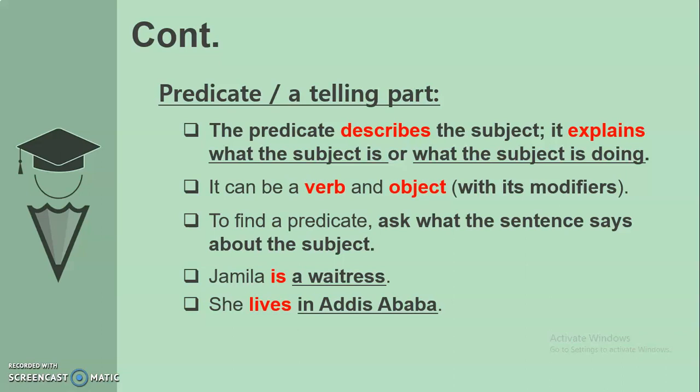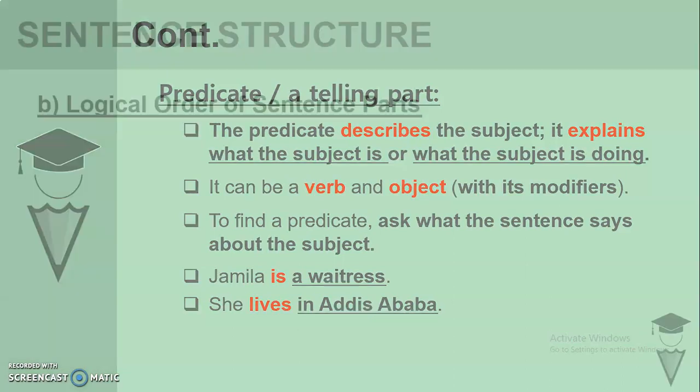Jamila is a waitress. She lives in Addis Ababa. Let's look at this example again. So is is the verb and a waitress is the object. Together they are the predicate of the sentence, or the telling part of the sentence. Lives is a verb in the second sentence. Addis Ababa is the object. So lives in Addis Ababa is the predicate of the sentence. They tell something about the subject.